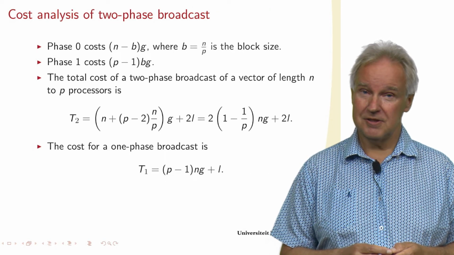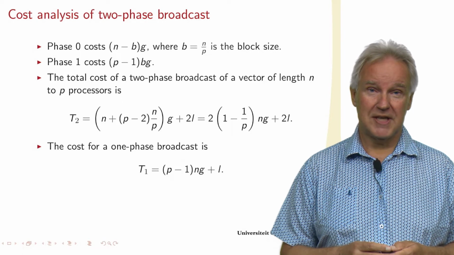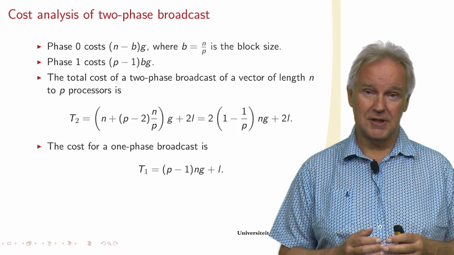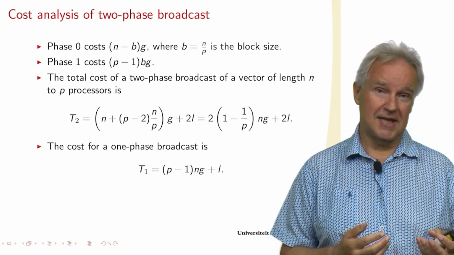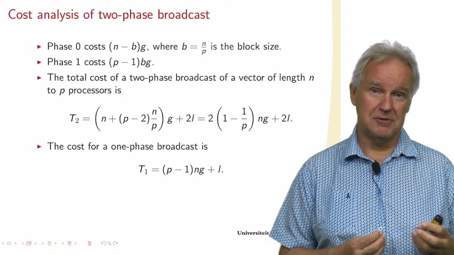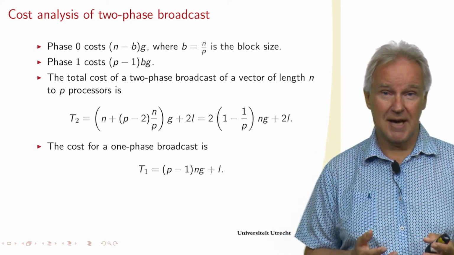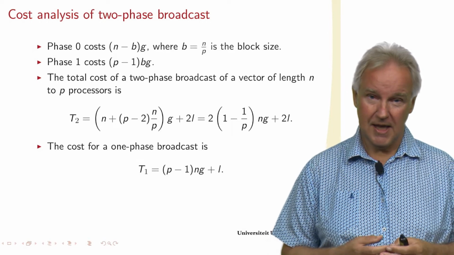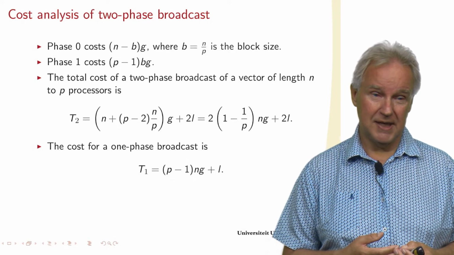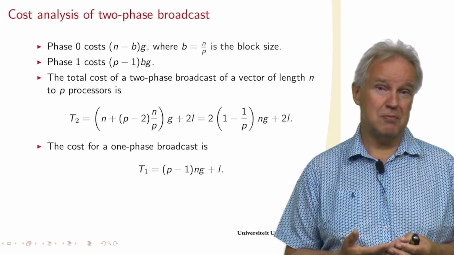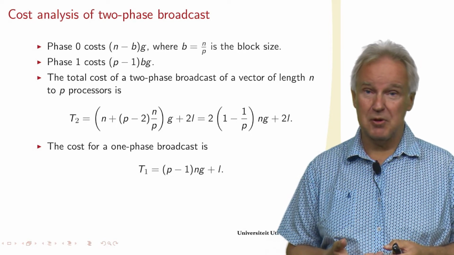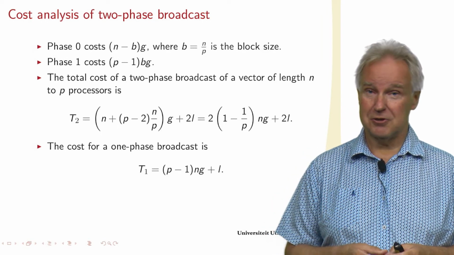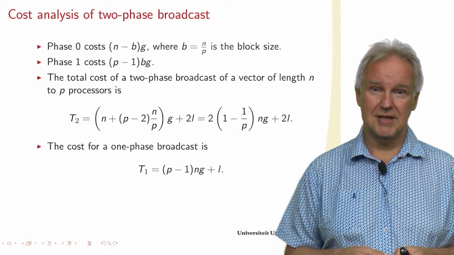So what is the cost of this algorithm? Phase 0 is just getting all the data out of the door, n minus b data. I keep my local block, I don't send it. So the cost is n minus b times g. And then phase 1, every processor has a block of length b and sends it to at most p minus 1 others. For example, processor 0 will send to exactly p minus 1 others. So the cost is p minus 1 times b times g.